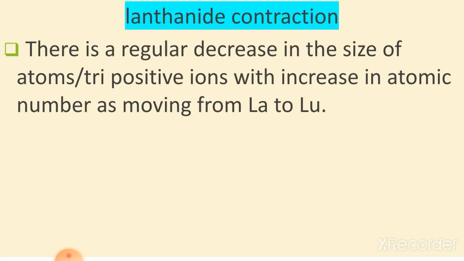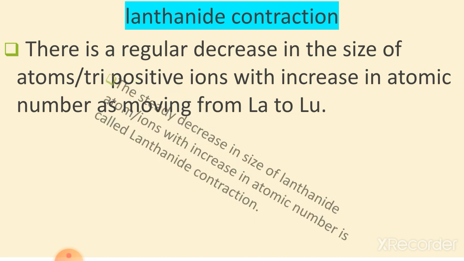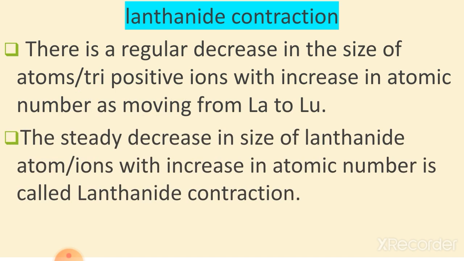Now dear students, next you have to know what the lanthanoid contraction is and what the consequences of lanthanoid contraction are. This is also a very important topic from the examination point of view. So look here, there is a regular decrease in the size of atoms or tripositive ions, that is M3+, with increase in atomic number, moving from lanthanum to lutetium. This steady decrease in size of lanthanoid atoms or ions, that is M3+, with increase in atomic number is called lanthanoid contraction. So this you have to know about the lanthanoid contraction.